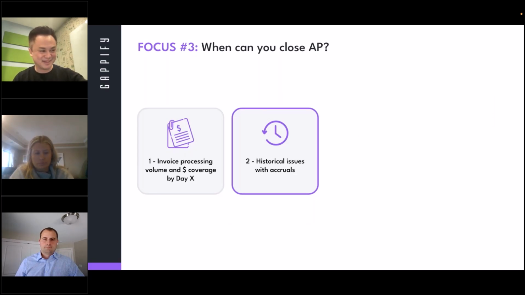Because I did these slides, it's a great segue to this next slide, which is the considerations I mentioned previously. Historical issues should be one of the biggest drivers for determining when to close AP. There's a human element to auditors and the way we approach decisions made by accounting teams. And what do I mean by that?